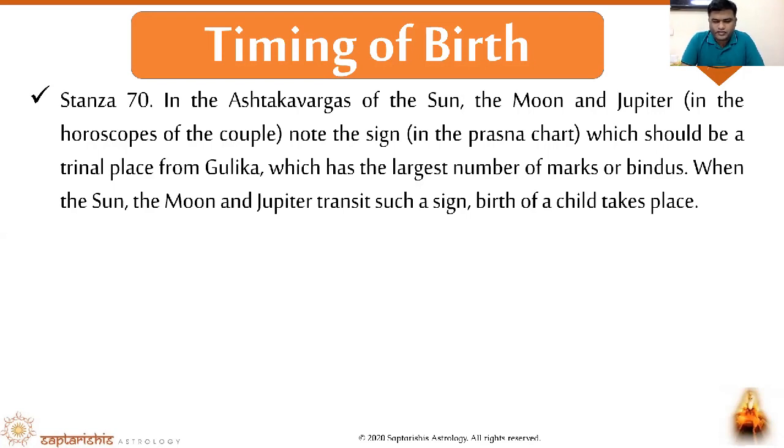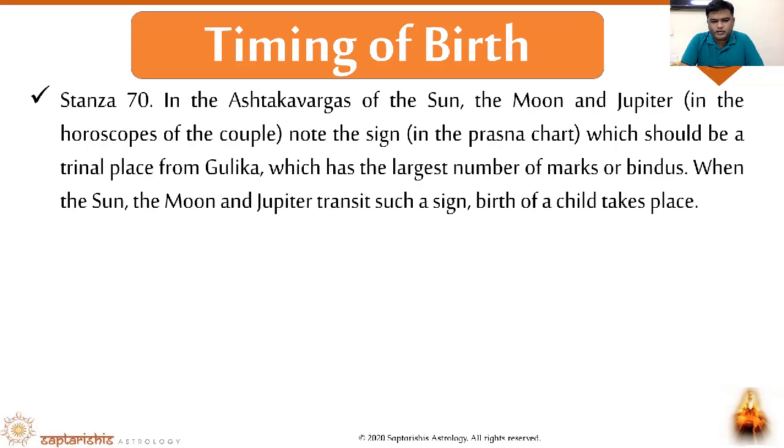Shloka number 70 of Prashna Marga says: in the Ashtak Varga of Sun, Moon, Jupiter in the horoscope of the couple, note the sign which is in a trinal place from Gulika, which has the largest number of marks or bindus. When the Sun, Moon, Jupiter transit such a sign, birth of a child takes place. This is the whole technique. Now this looks a little bit confusing, but I will explain these things in detail.